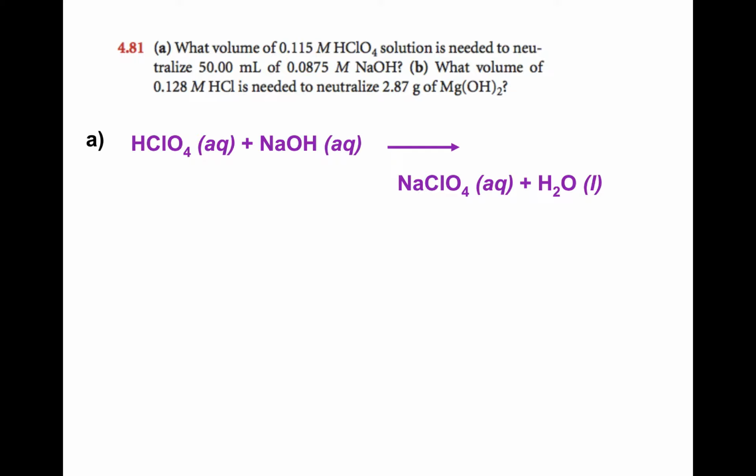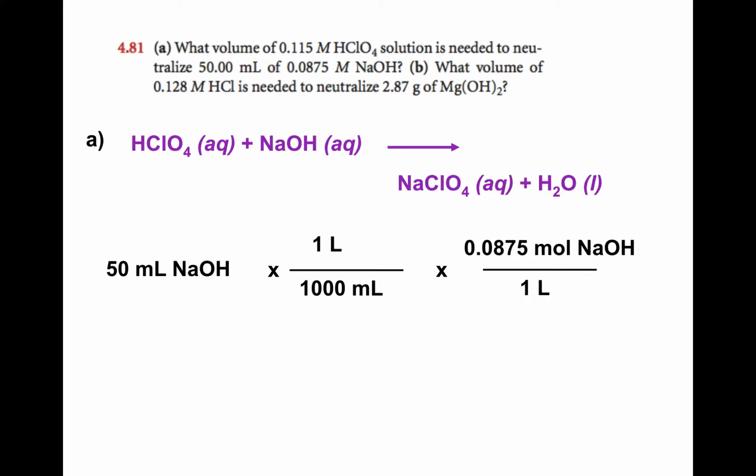the coefficients in the balanced equation to convert to what I want, which is what volume of the acid am I going to need to neutralize 50 milliliters of 0.0875 molar sodium hydroxide. All right, so they gave me milliliters, right? That's a volume, and they gave me the concentration of hydroxide. So if I convert that to liters and use the concentration of the sodium hydroxide, I can get to moles of sodium hydroxide.